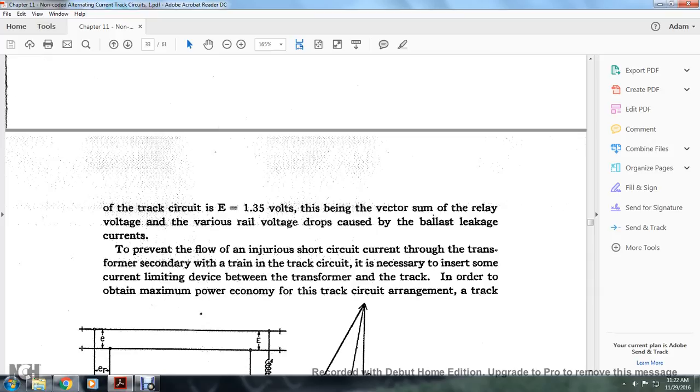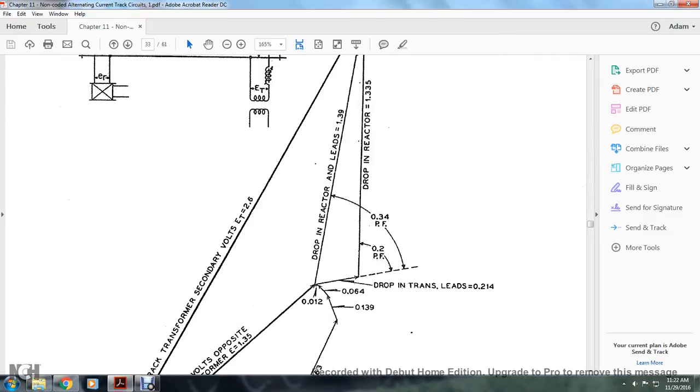To prevent the flow of injurious short circuit current through the transformer secondary, it is necessary to insert some current limiting devices between the transformer and the track in order to obtain the maximum power economy for the track circuit arrangement.